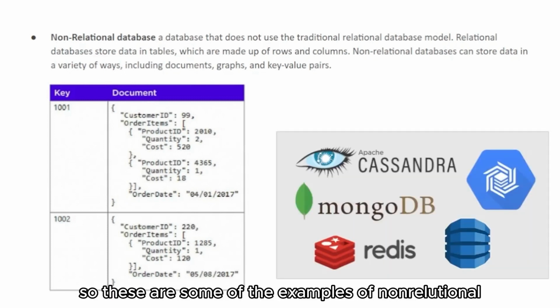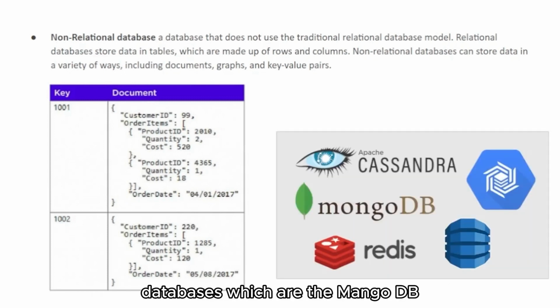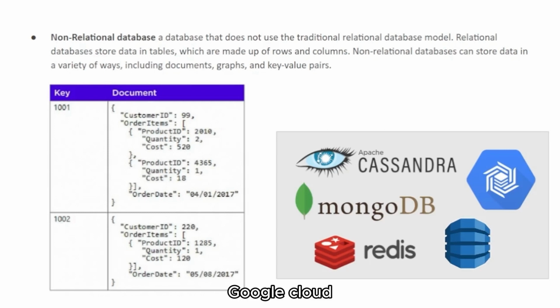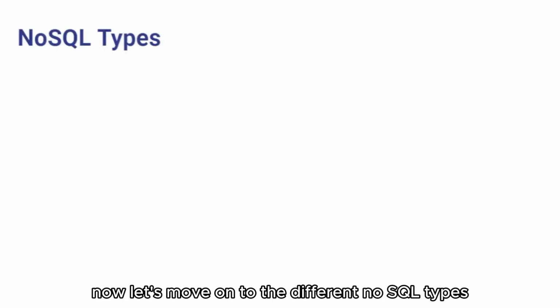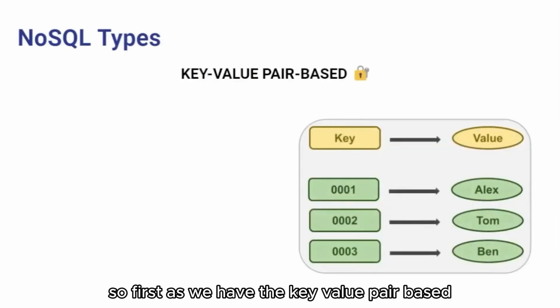So these are some examples of non-relational databases: MongoDB, Apache Cassandra, Redis, Apache HBase, Amazon DynamoDB, Google Cloud Bigtable, and Microsoft Azure Cosmos DB. Now let's move on to the different NoSQL types. So first we have the key-value pair-based.